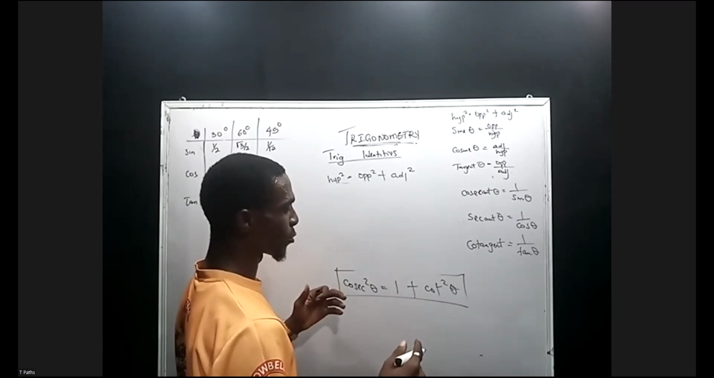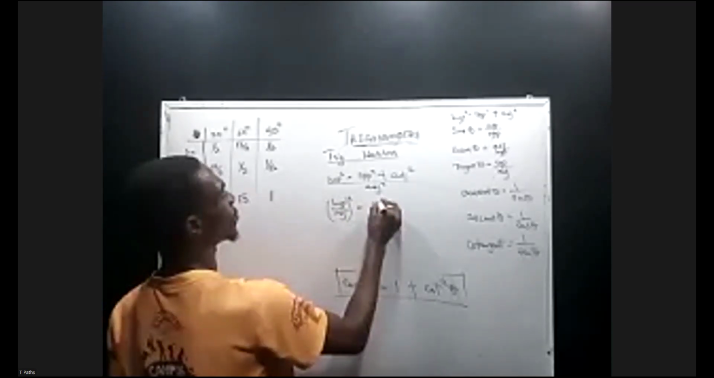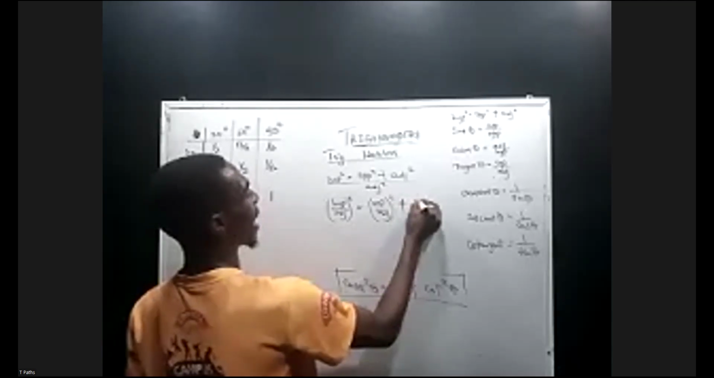So the third one, divided through by adjacent all square. So I have hypotenuse over adjacent all square equals opposite over adjacent all square plus adjacent over adjacent.